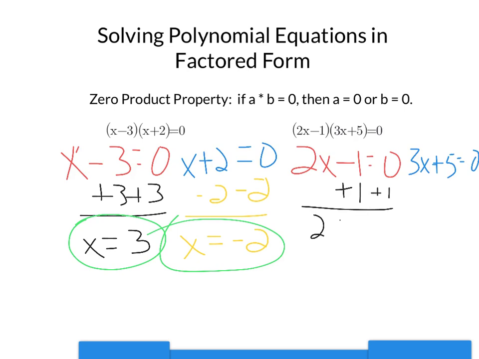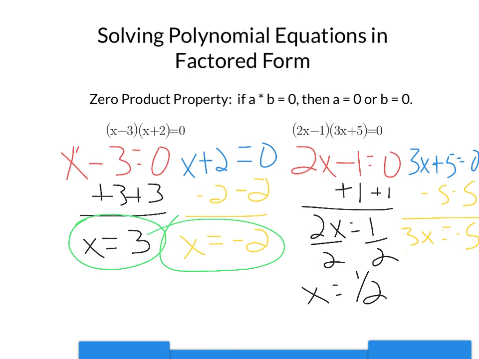So in the first one, I'm going to add 1 to both sides of the equation and get 2x equals 1. And then divide by 2, and we get x equals 1/2. In the second equation, I'm going to subtract 5 from both sides of the equation and get 3x equals negative 5. Divide both sides of the equation by 3 and get x equals negative 5/3. So my two solutions are x equals 1/2 and x equals negative 5/3. Take a moment to pause this video and write down the second example.